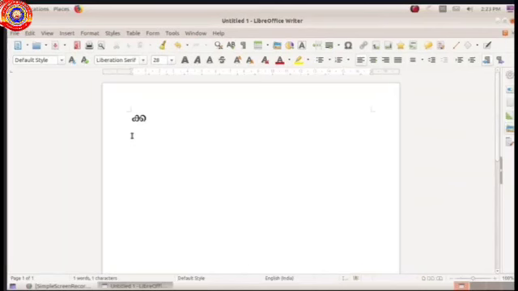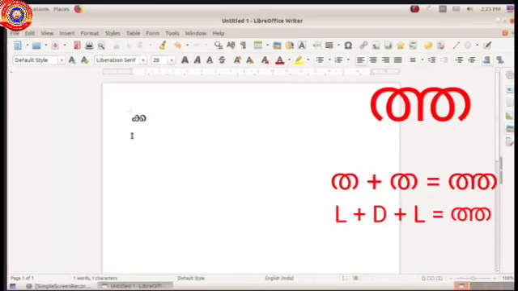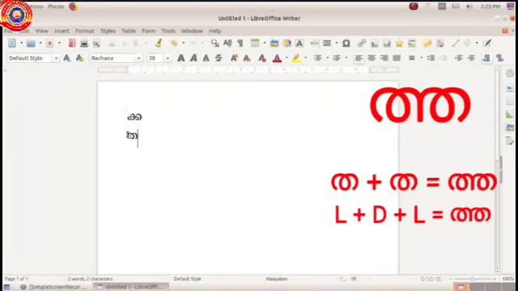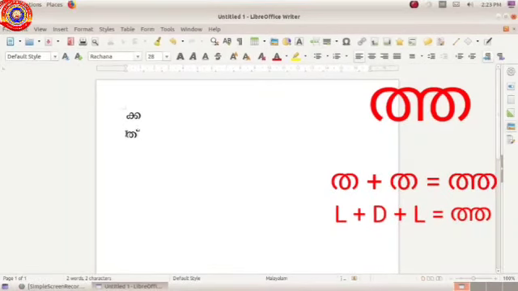Next, I will type ta. For typing itta, first type ta. For typing ta, we use L from the keyboard. Next, which letter? Yes, we use D as the joining letter. Again, which letter? L. Itta is ready. Do you understand? Watch some examples.